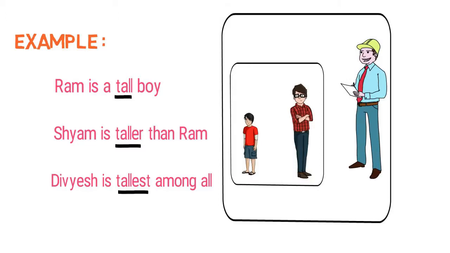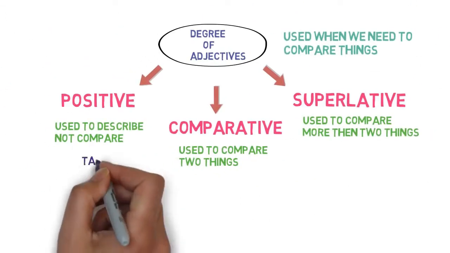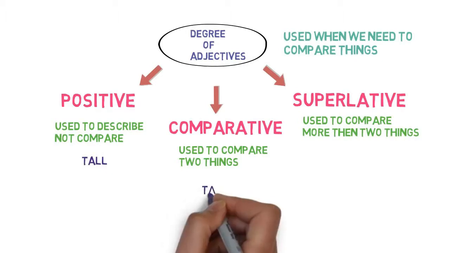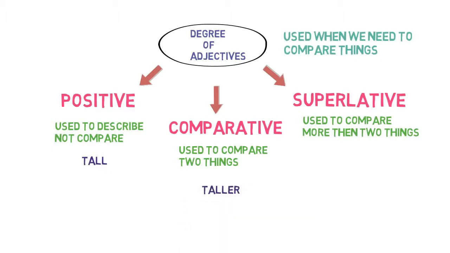Now let's go back to the chart. So tall is a positive degree, taller is a comparative degree, and tallest is a superlative degree. Remember, the positive degree is not for comparing anything, it just gives the information or description about a noun. The comparative degree is used to compare two things, and the superlative degree is used to compare more than two things.